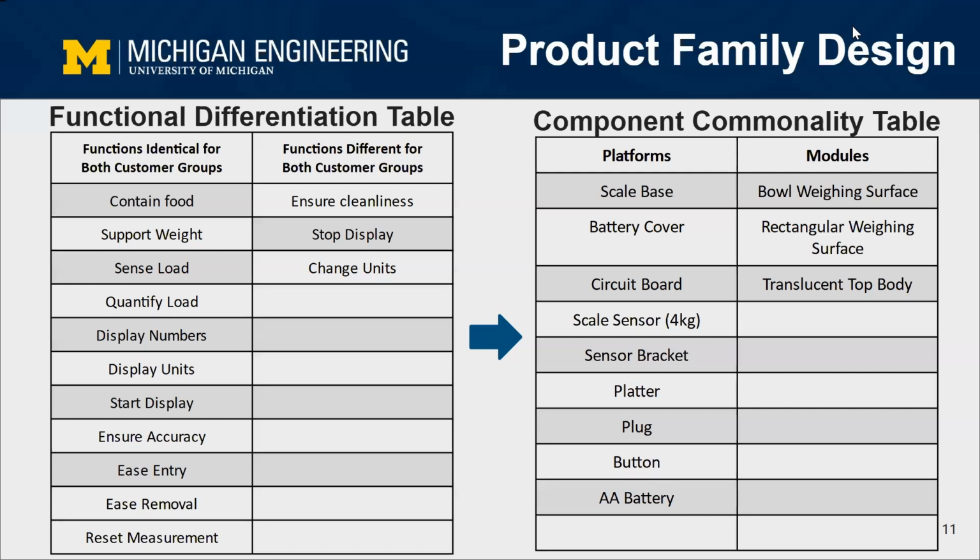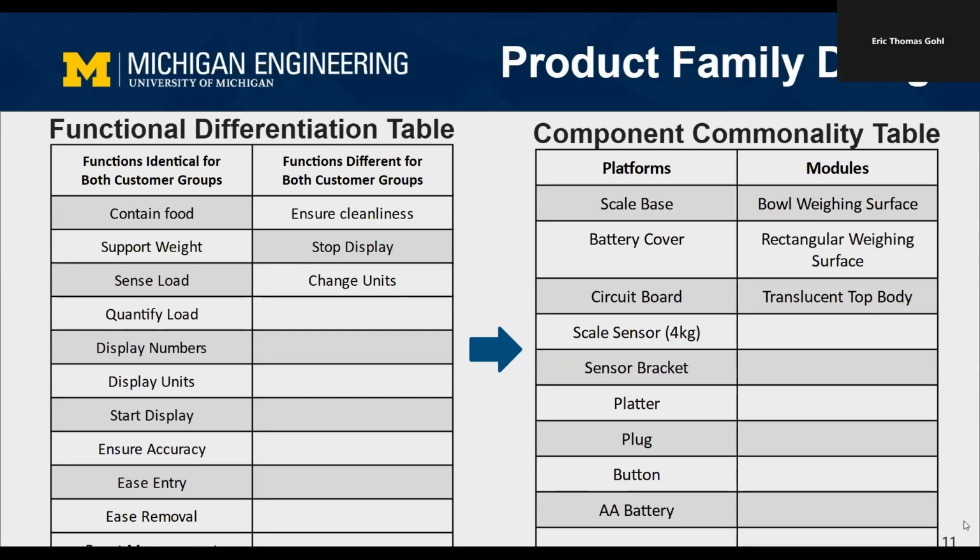Considering the target customers, we developed the functional differentiation table shown on the left. We determined that basic functions like display numbers would be identical between customer groups, but supporting functions like stop display would be different. Taking these ideas, we developed the component commonality table shown on the right.